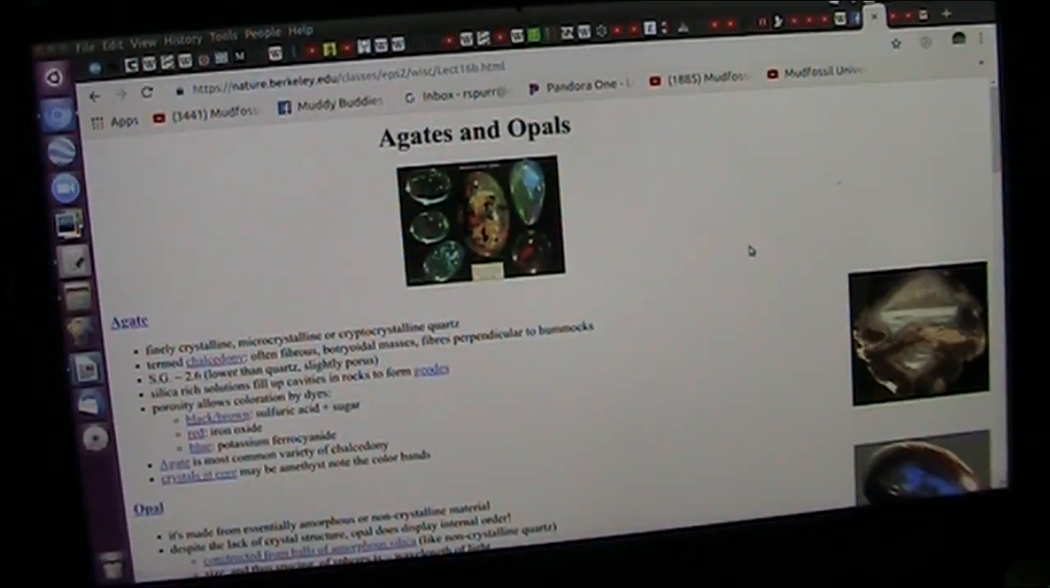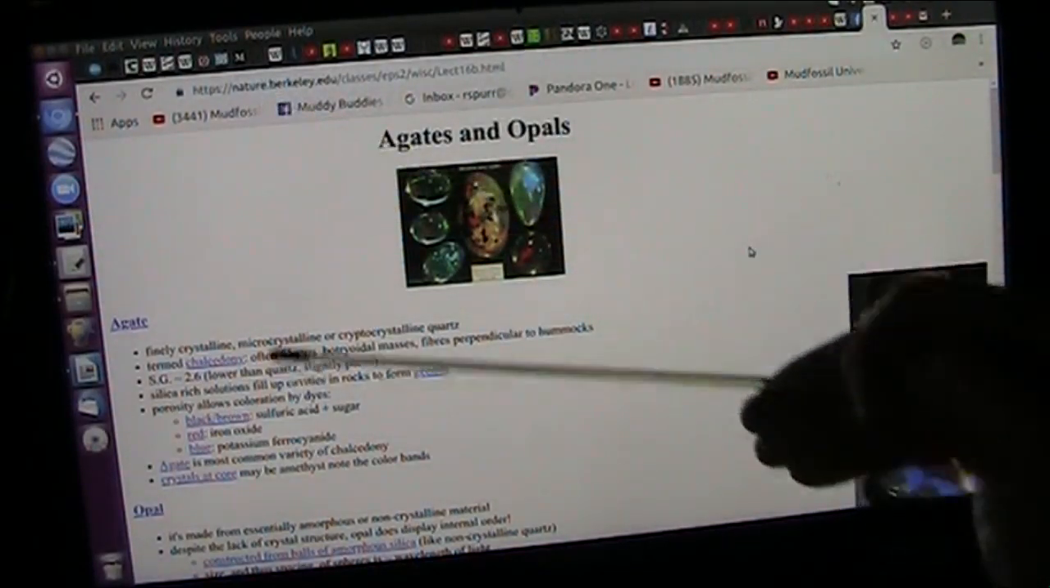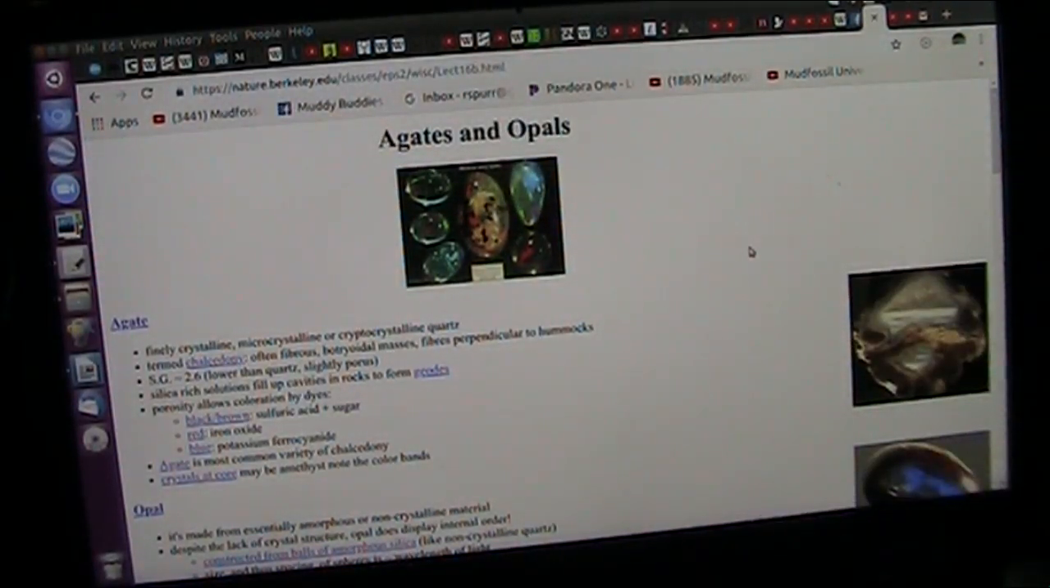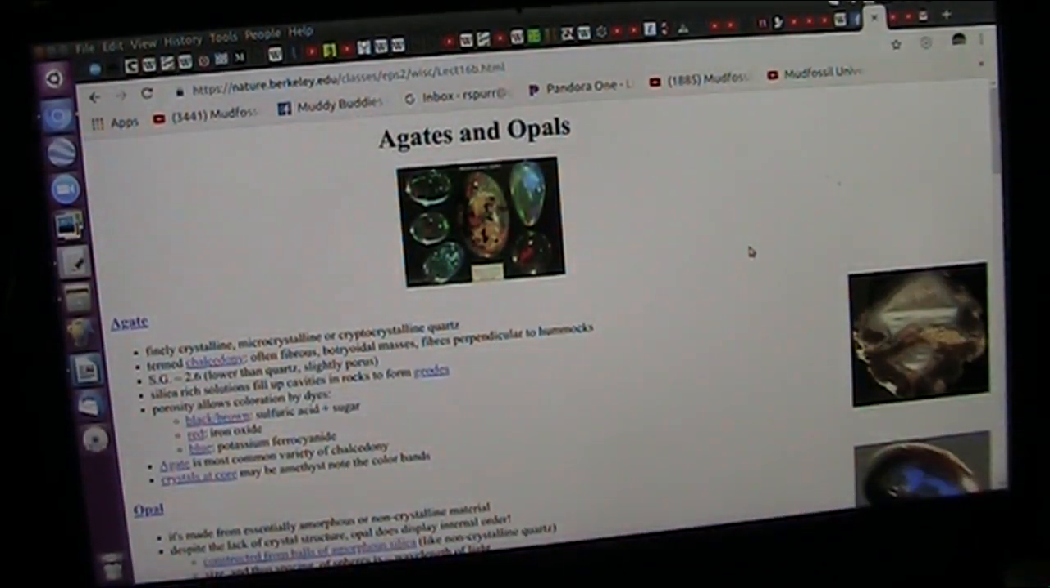We go to agates and opals. Now, this is a page from nature.berkeley.edu talking about the differences between agates and opals. Now, what is the difference? Almost nothing at all. And here's why I say that.